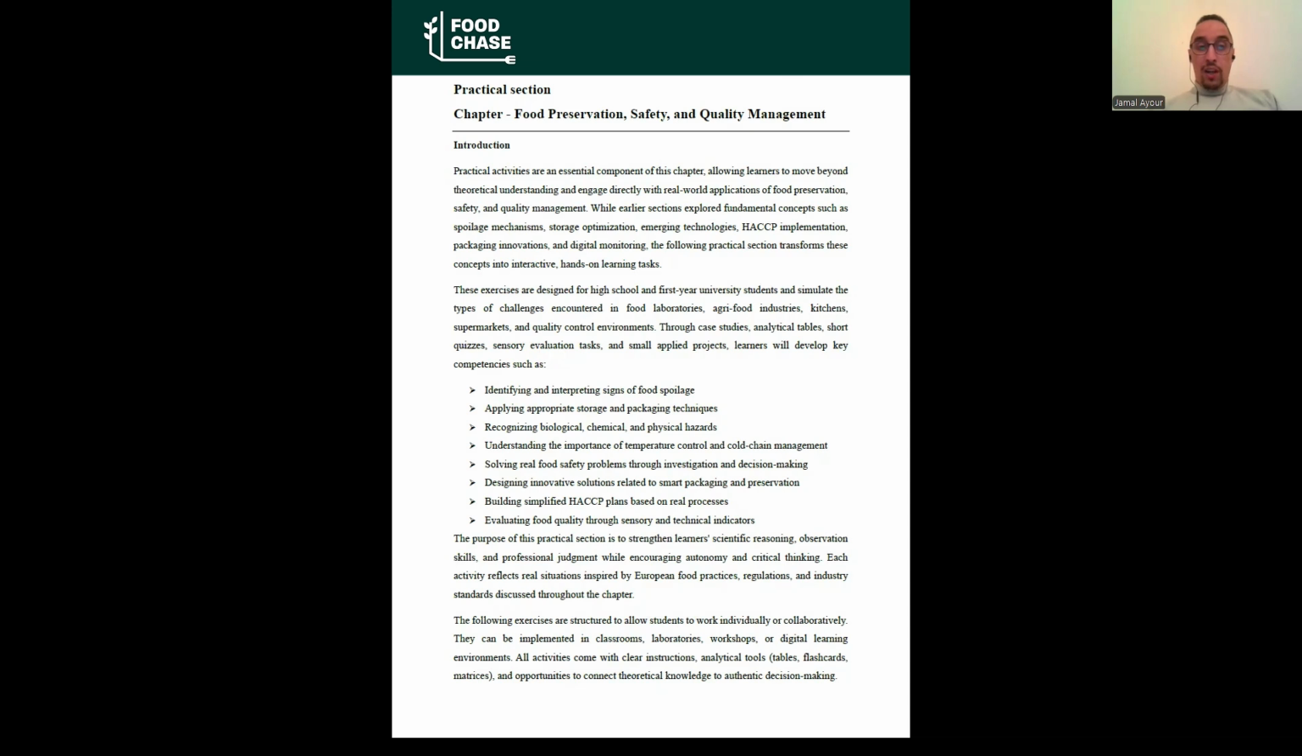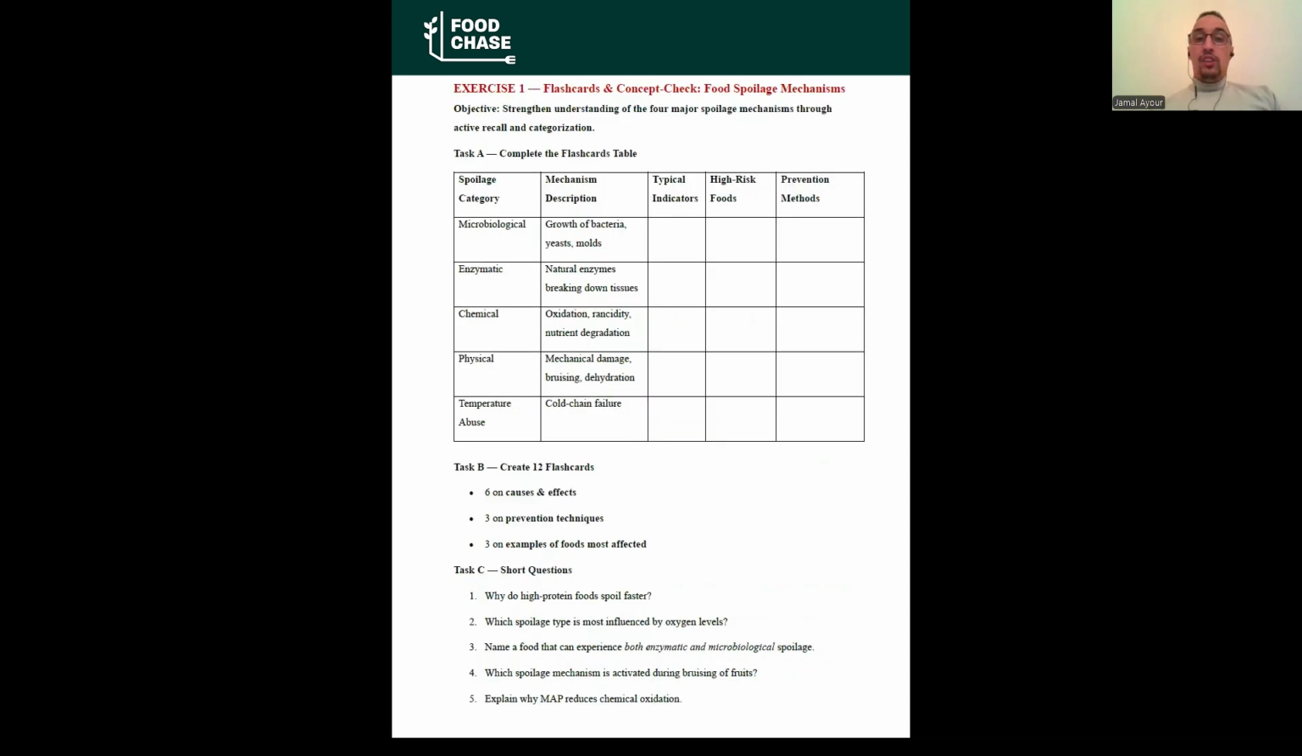So make sure you have your worksheet ready and your note-taking materials ready. Let's begin with the first exercise. This first exercise is about flashcards and concept checking about food spoilage mechanism.